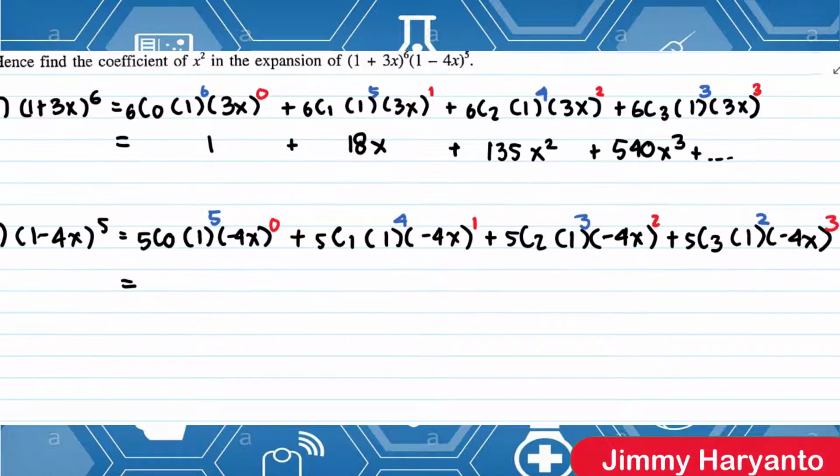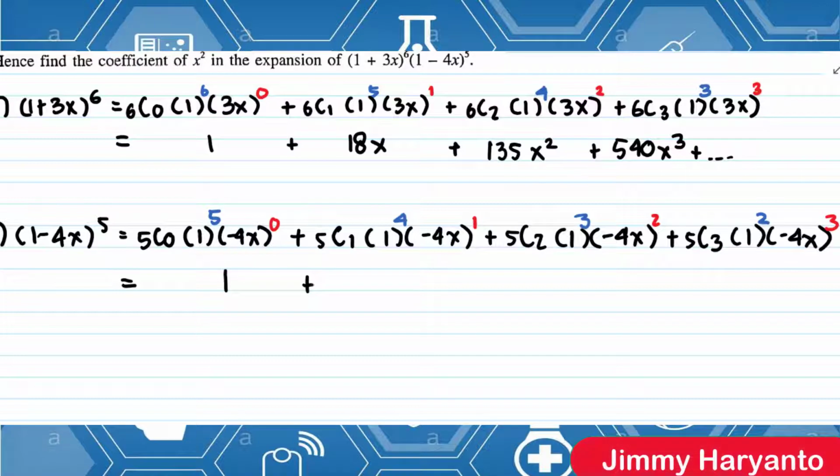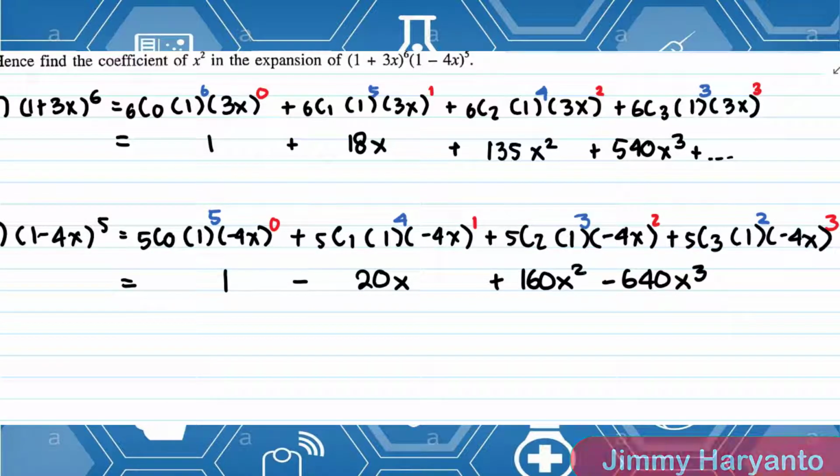Okay, so the result will be 1 and then minus 5 times 4, which is 20x. For this one it is plus 5c2 times 16, which is 160x squared, and the last one is 5c3 times negative 64, which is negative 640x cubed. This one is x squared.